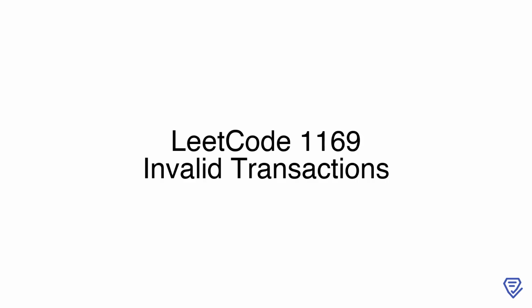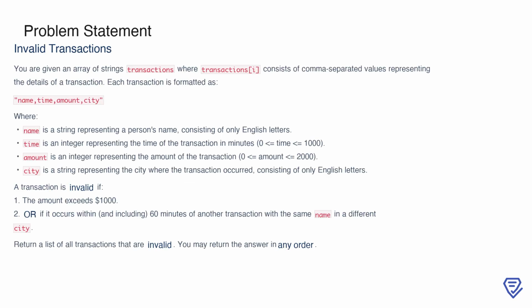Let's dive in. In this problem, you're given an array of strings called transactions, where each entry describes a transaction's details in a specific format: name, time, amount, and city. The name represents the person involved, time is the transaction's timestamp in minutes, amount is the monetary value of the transaction, and city specifies where it occurred.